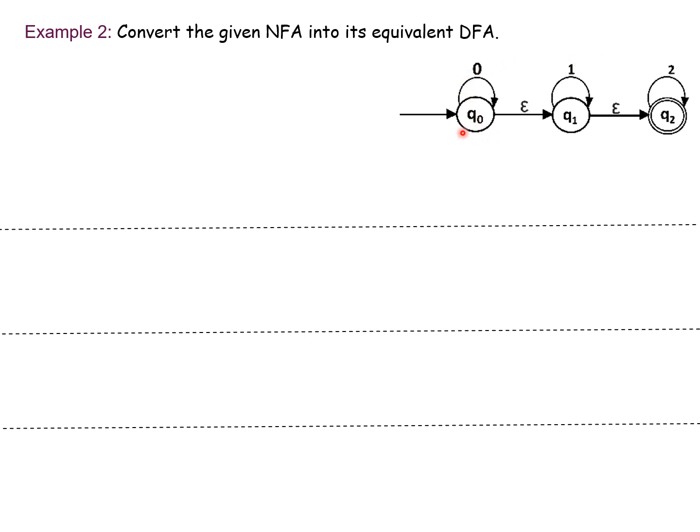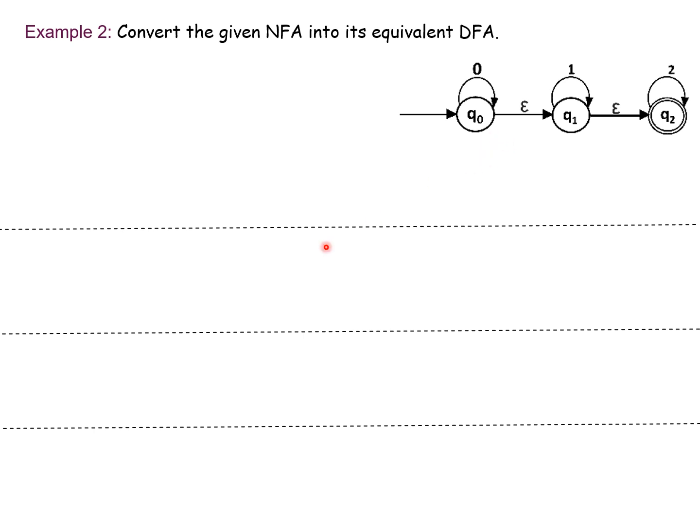Then you have constructed the epsilon NFA for this. It is easy to construct the epsilon NFA, and then you can convert it into the equivalent DFA. Before this, I'll recall again what an epsilon closure is. There is one more very important terminology: I need to compute the E closure for each of the states.